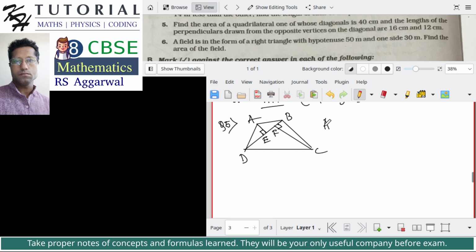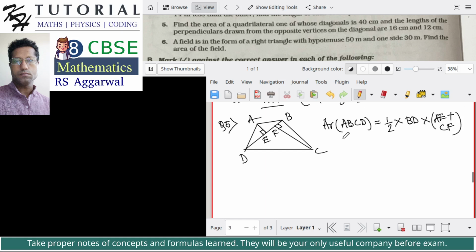So the area formula we have already studied, that the area of the quadrilateral ABCD will be equal to half multiplied by the diagonal BD on which the perpendiculars are drawn, multiplied by the sum of the perpendiculars drawn on the diagonal BD, that is AE plus CF. So this is the formula for finding the area of a quadrilateral.